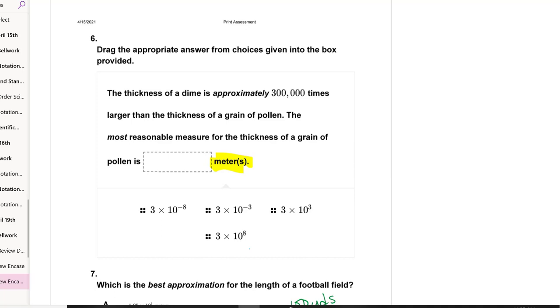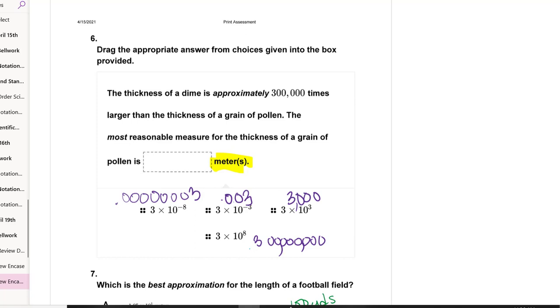If I take these and write them in standard notation, this one is going to be 7 zeros and a 3. This one's going to be 2 decimals and a 3. This one's going to be 3 with 3 zeros. And this one's going to be 3 with 8 zeros. 5, 6, 7, 8.